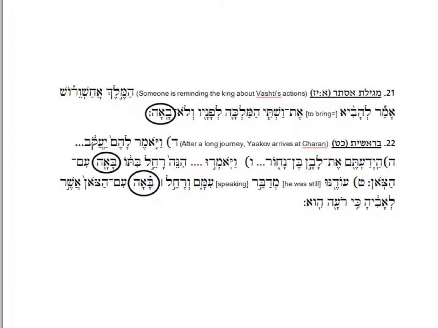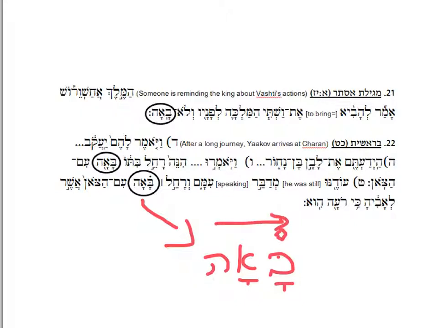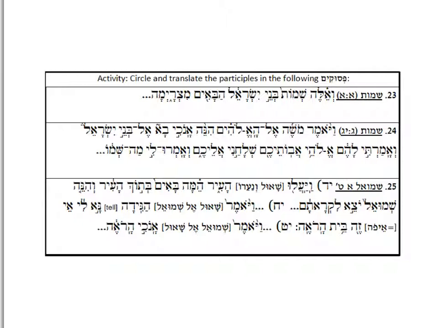Let's keep reading. Odenu medaber imam. He was still speaking with them. Rachel ba'a im hatzon. So notice my trup, my ta'amei hamikra for ba'a. I have my revi'i, I have my trup earlier in the word. So if I have my trup earlier in the word, what do we say? It's past. So he was still speaking with them, and Rachel came with the sheep that was her father's, because she was a shepherdess. Here I have three more psukim that have the shoresh bo, where I'm either dealing with participle or past tense, and I have to figure it out.